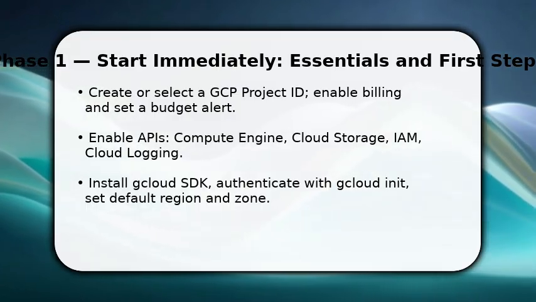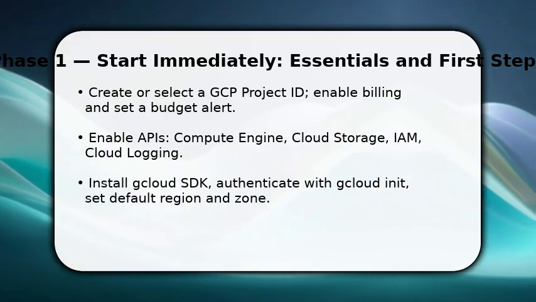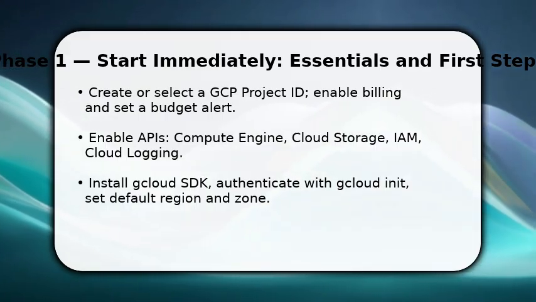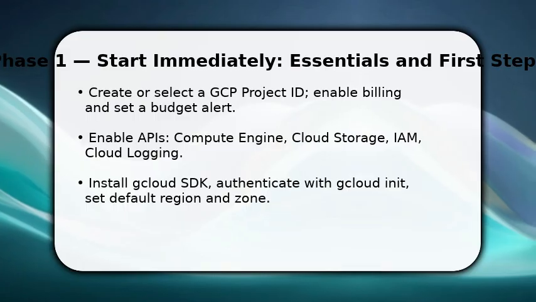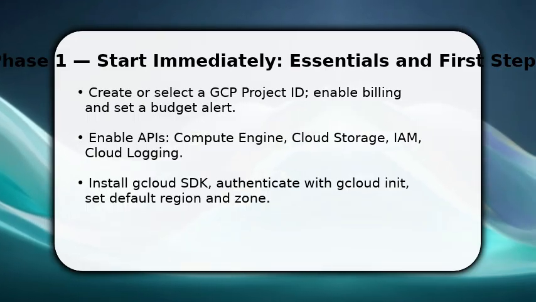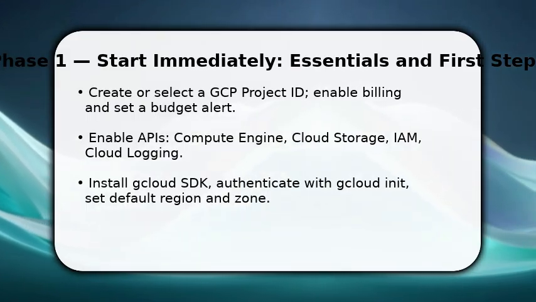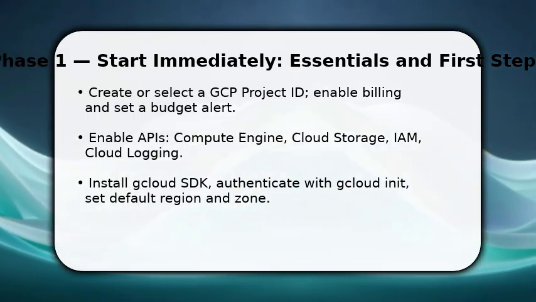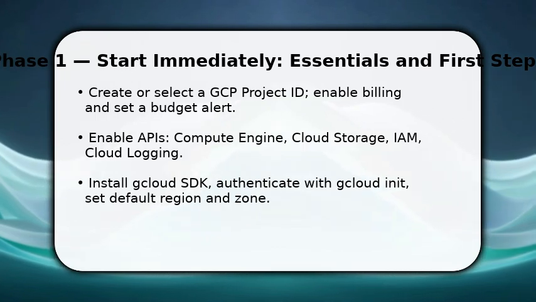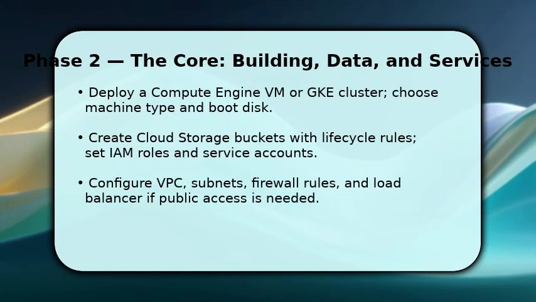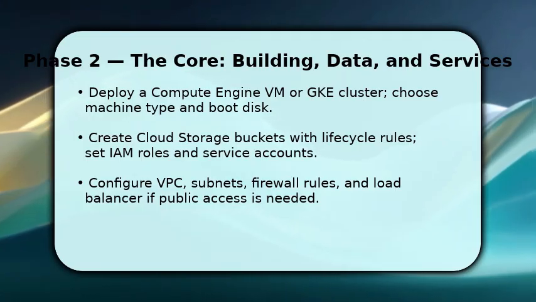Install and authenticate the gcloud SDK, then set your default project, region, and zone so CLI commands target the right resources. Make sure to add a billing alert to avoid surprises, and grant yourself an owner or editor role for initial setup work. You now provision core services that run your workload and store data.